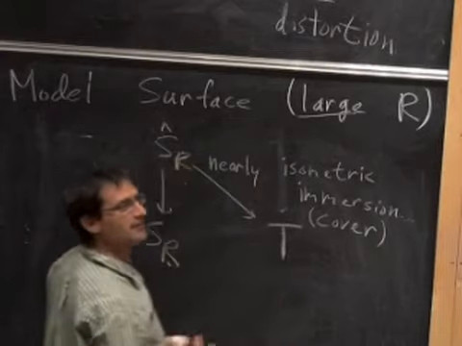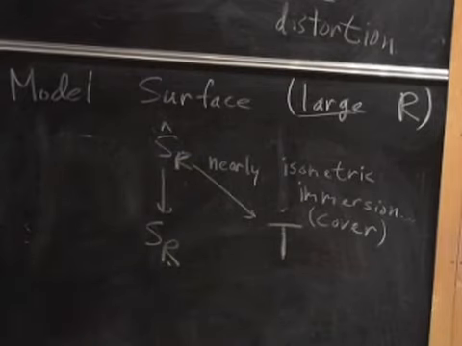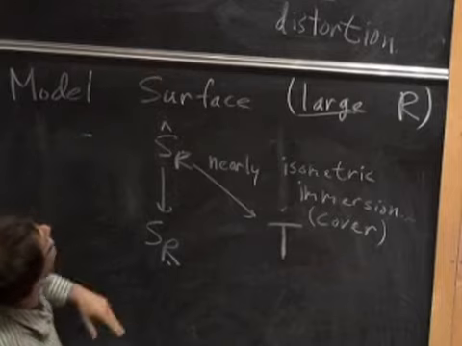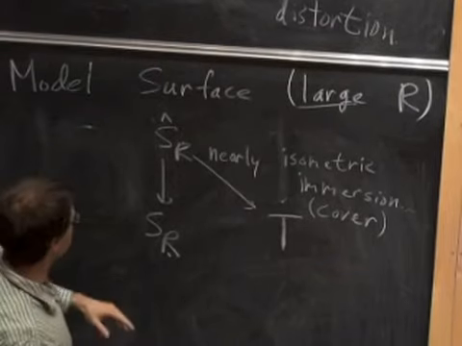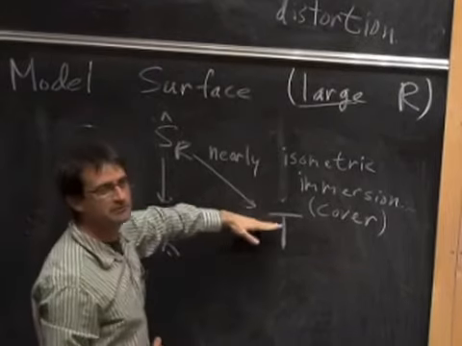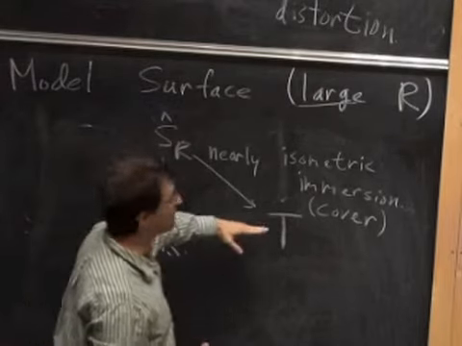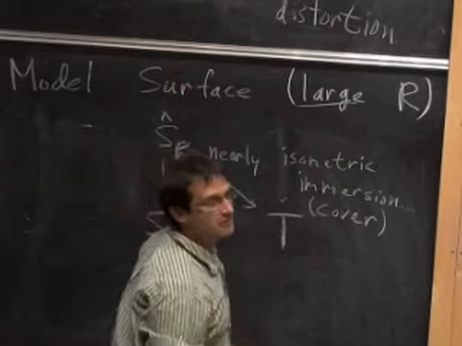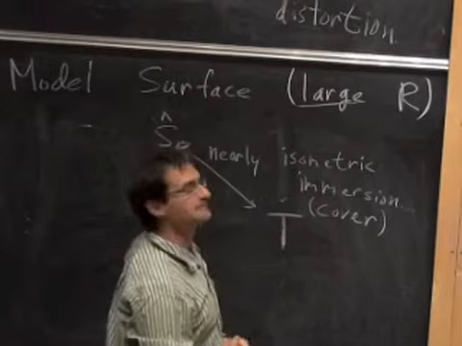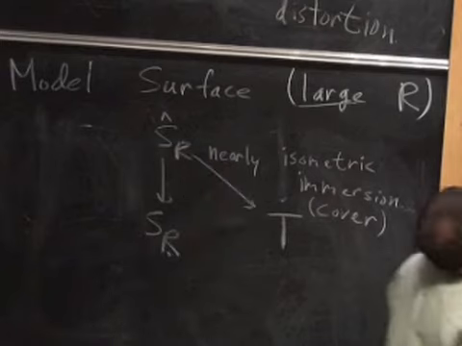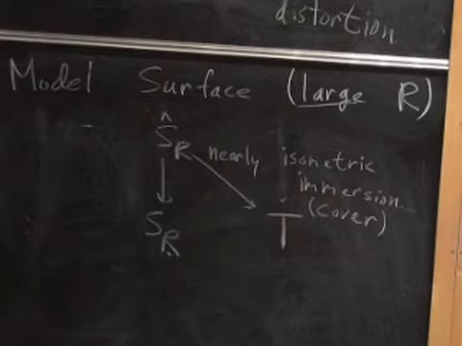Okay, so far, we see that if you write them in the same way, where you have a nearly isometric immersion of this cover of the model surface and a nearly isometric immersion of the cover of the model surface, every word is exactly the same, and the only difference is between 3 and 2 dimensions. Okay? So let's move on to these boards.